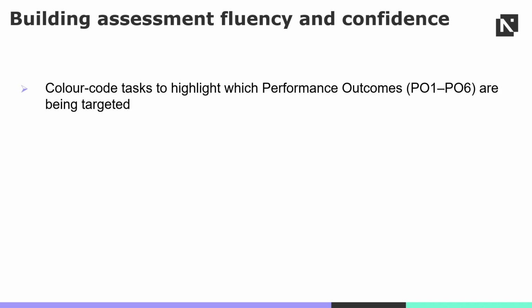You could start with colour-coded tasks linked to specific performance outcomes. If students can see, for example, that they're practicing performance outcome 2, which focuses on data cleaning and preparation, and then see it reappear in an assessment brief, they begin to connect the dots. So it's about making the hidden structure of the qualification more visible.